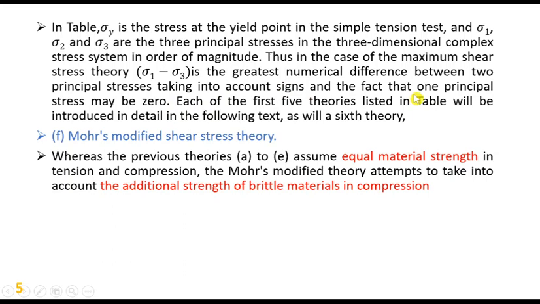Taking into account signs and the fact that one principal stress may be zero, each of the 5 theories listed in the table will be introduced in detail in the following text, as will a 6th theory, that is Mohr's modified shear stress theory. Whereas the previous theories A to E assume equal material strength in tension and compression, this 6th theory, Mohr's modified theory, attempts to take into account additional strength of brittle material in compression. So according to this theory, compression is stronger for brittle material as compared to tension.